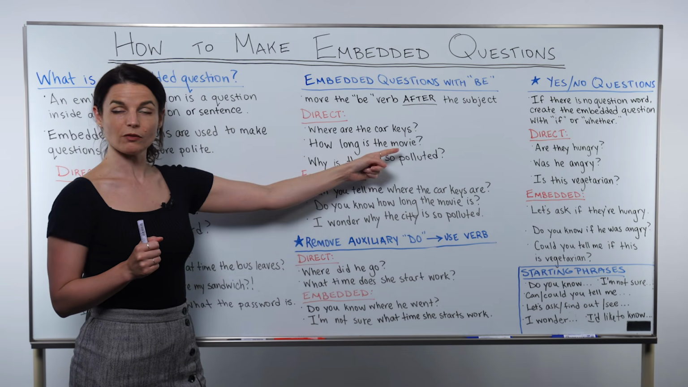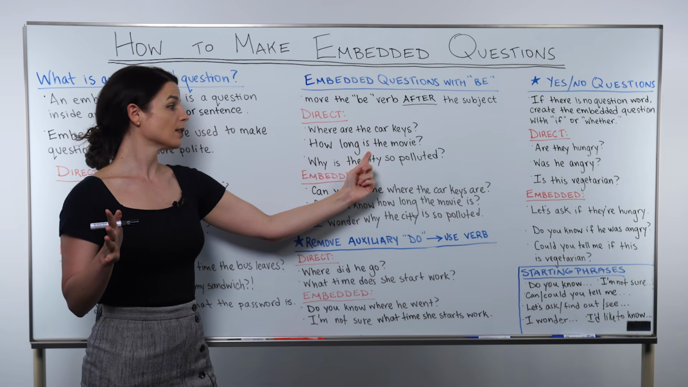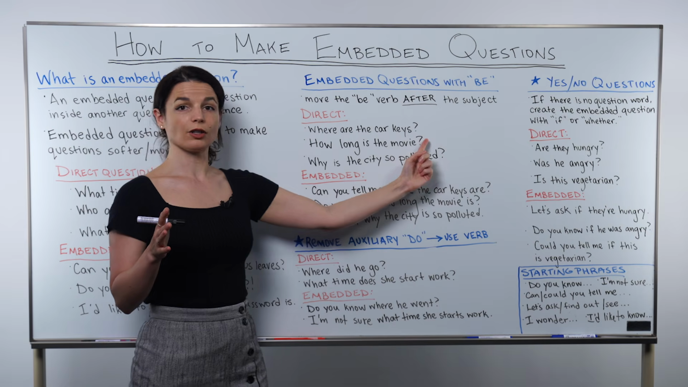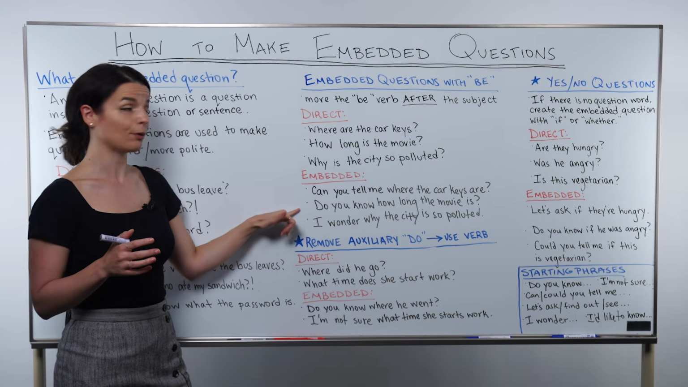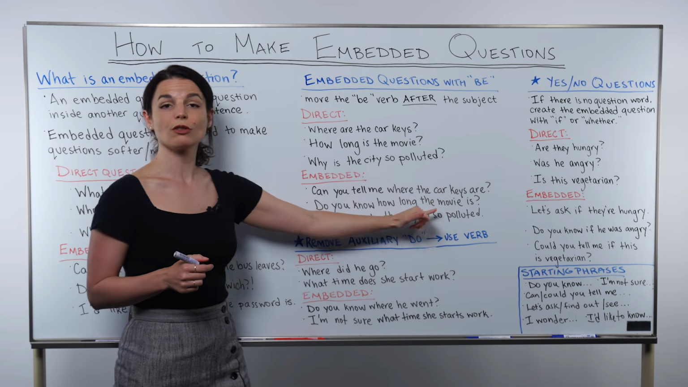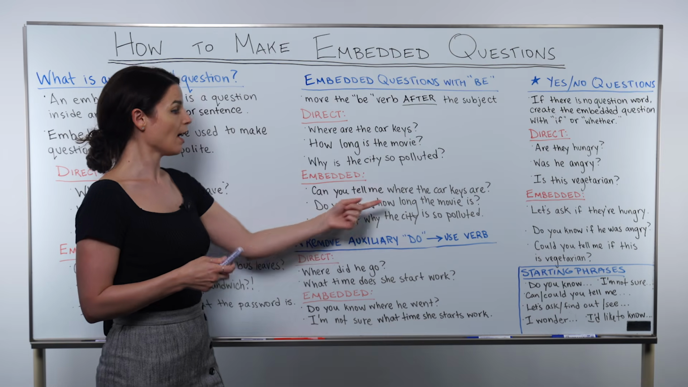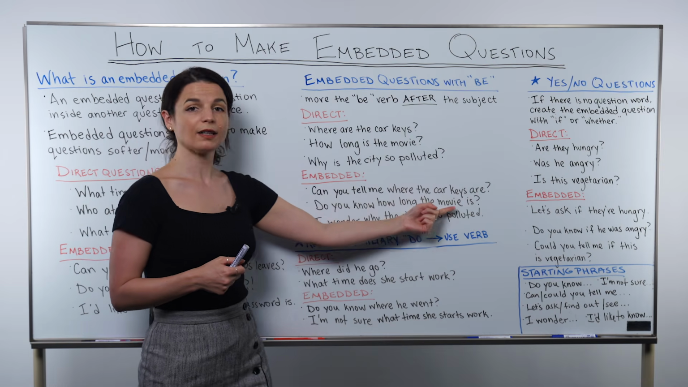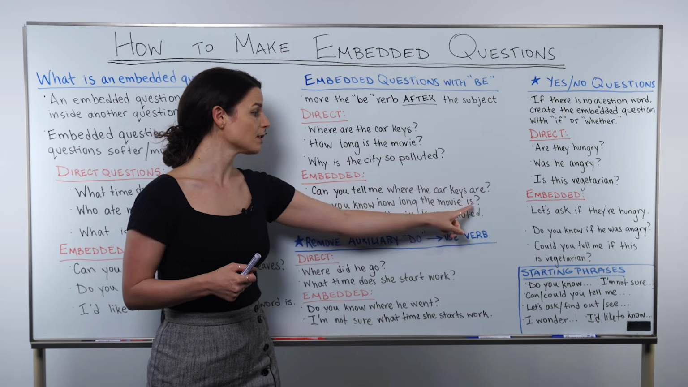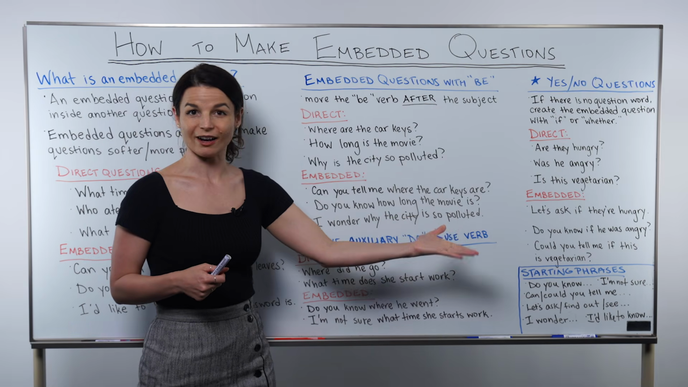How long is the movie? Here the be verb is is. So we need to move this after the subject. Here's our sample embedded question with this grammar. Do you know how long the movie is? Do you know introduces the embedded question. How long the movie is. Again, we moved is from this position before the subject to this position after the subject.